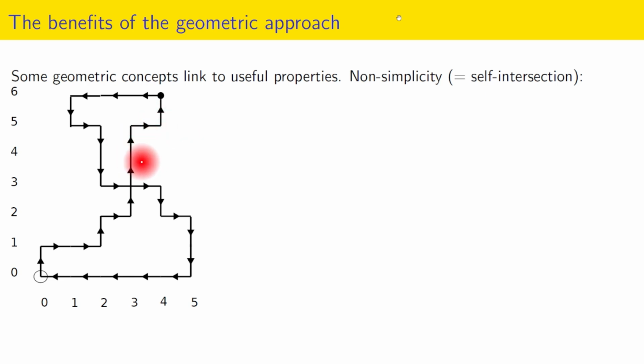Oh, sorry, the arrows are wrong here. No, what did I do? No, the arrows are right. I followed the wrong one. So we go back to the origin from here following this path, okay? So the important property of this curve is that it is not simple. It means it intersects itself, exactly in this point.